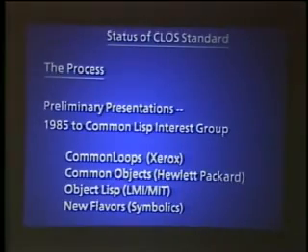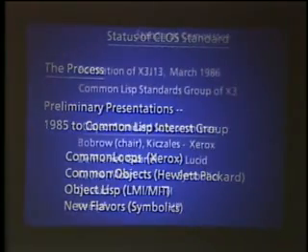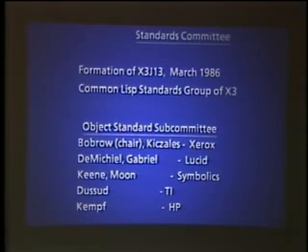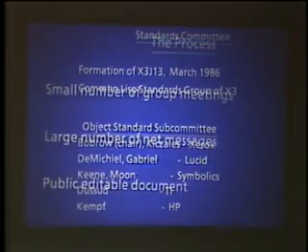So what happened was there were a number of possible bases for the standards: CommonLoops, Common Objects, Object Lisp, and New Flavors. And there were presentations made to the special interest groups to have them evaluate this on the basis of the technical features that each of these supported. And after that time, there was a standards committee formed for the entire Common Lisp effort. That's called X3J13. It's a U.S. standards group. And there's a subcommittee, the Object Standards Subcommittee, which is made up of members from a number of different organizations, and with commentary that comes from all over.